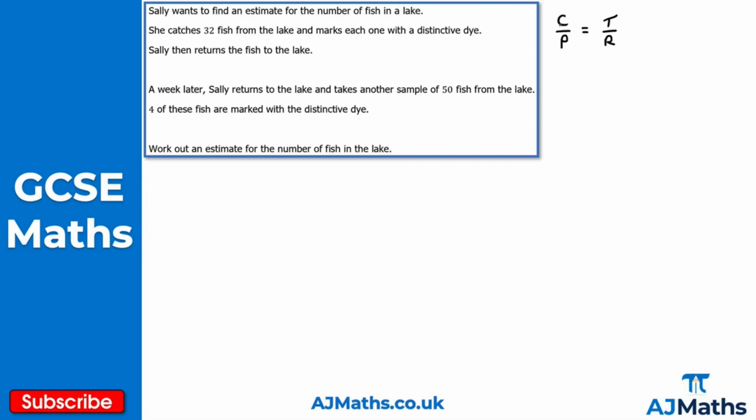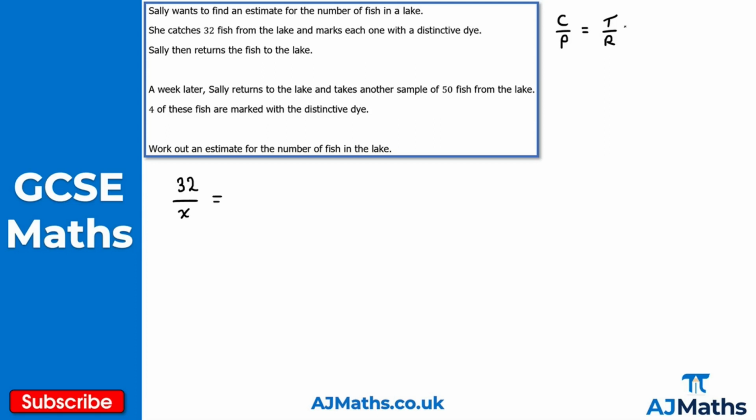Okay, so how many did we capture here in our first sample? Well, we caught 32 fish. So C in this case would be 32. So I've got 32 over, and it's up to you what you use here to represent the population. You could just use P for population, that makes sense. I just use X to represent the population here, but it's completely up to you what variable you use. I've got 32 over X because obviously we don't know the population size yet. That's what we're looking to find an estimate for. I've got 32 over X, and that's going to be equal then to T over R.